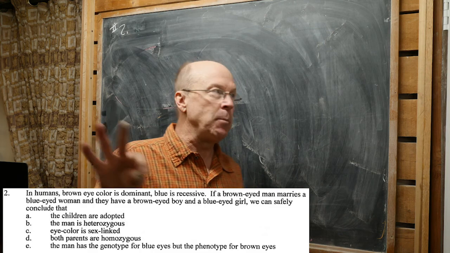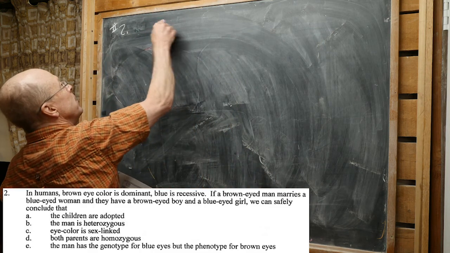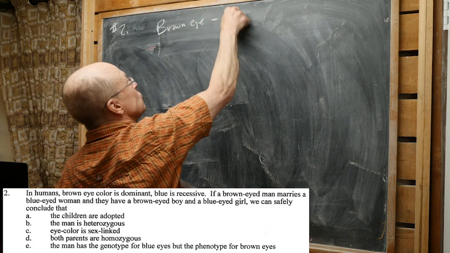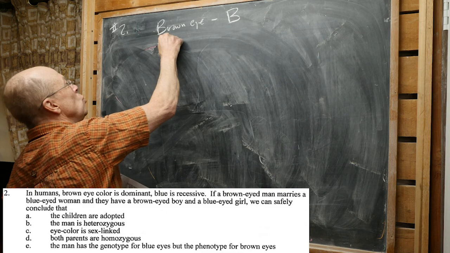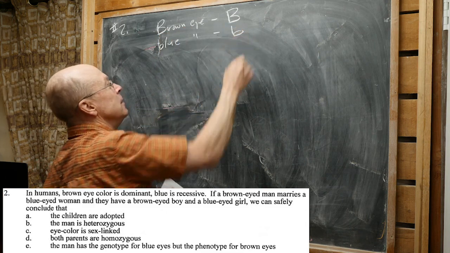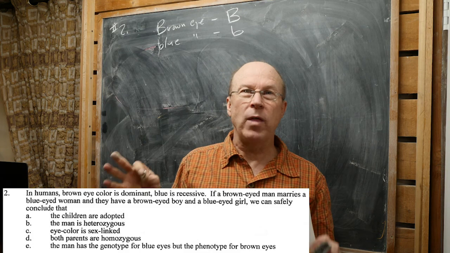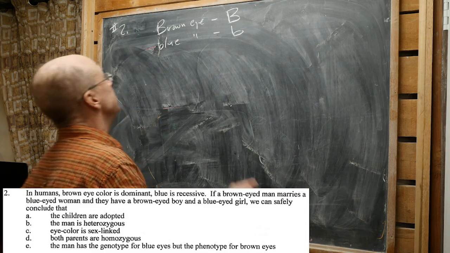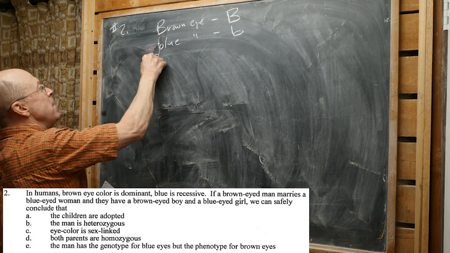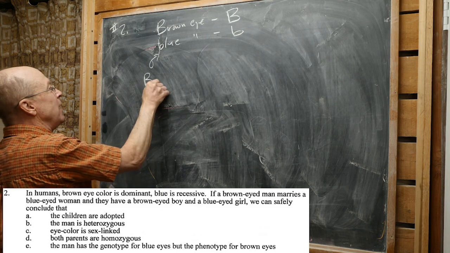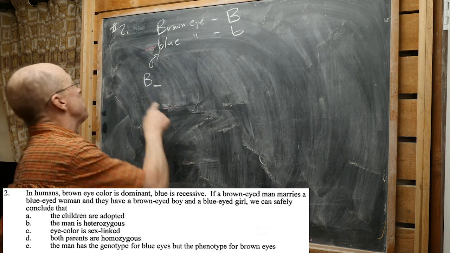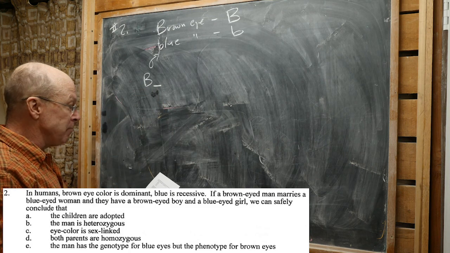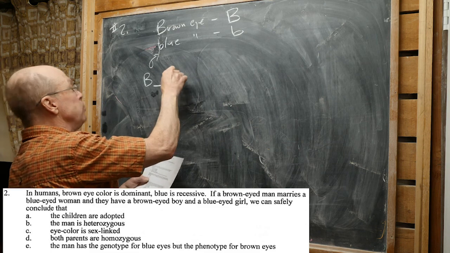I need to write my information down right now. So in humans, brown eye color is dominant, so I'm going to give it a big B. Blue eye color is recessive. So do you see how I wrote that first sentence right there in our code? If a brown-eyed man, here's our cross then. So I'm going to put a male for man, and I'm going to say brown, and I'm going to put blank for question mark. That is a brown-eyed man of unknown genotype. So a brown-eyed man marries a blue-eyed woman.